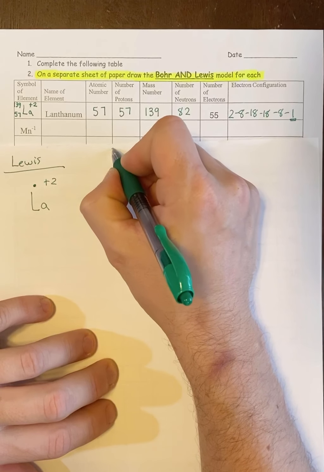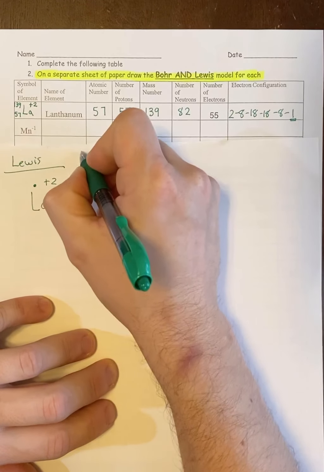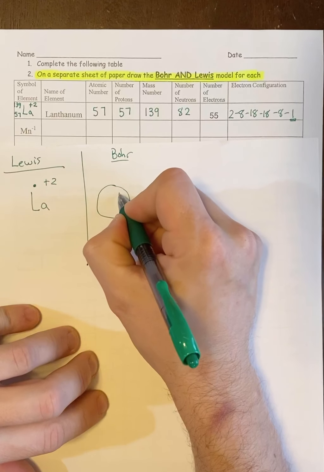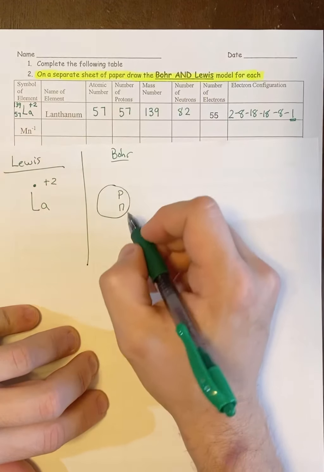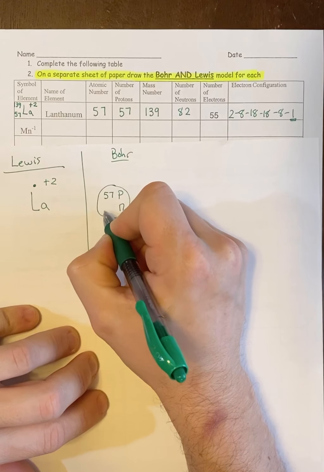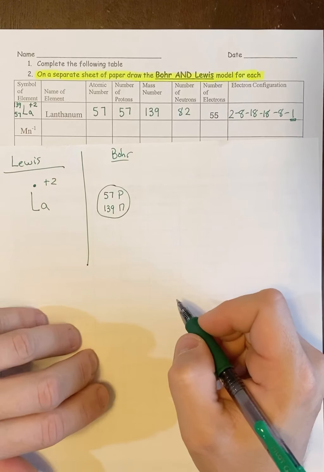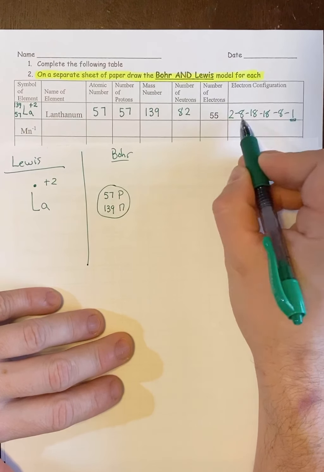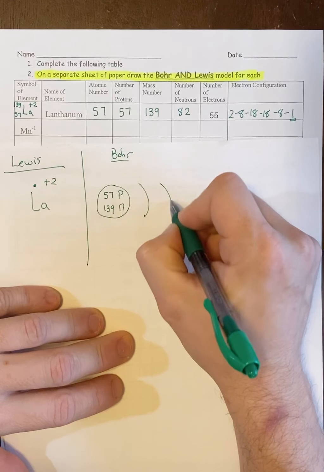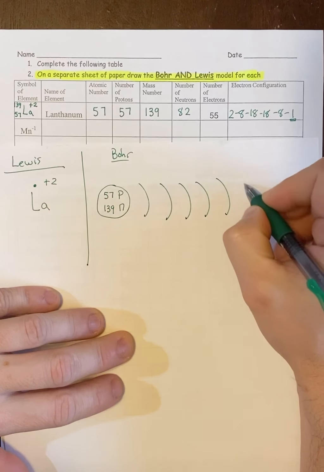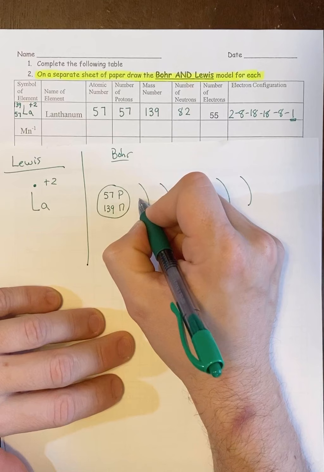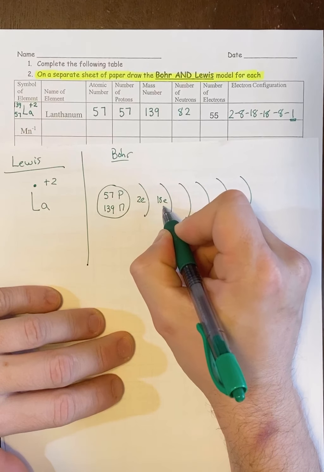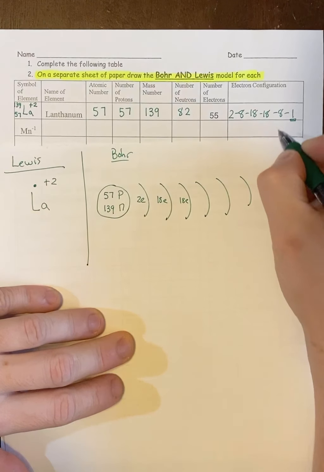Now, for the Bohr model, here's what it's going to look like. We draw a nucleus. We put in the protons and the neutrons, which I have from here. So 57 and 139. Then we draw our orbitals, and we draw as many orbitals as we have electron numbers in the electron configuration. And we label them. The first orbital has 2 electrons. That's this one. Second orbital, 18 electrons. Then another 18.